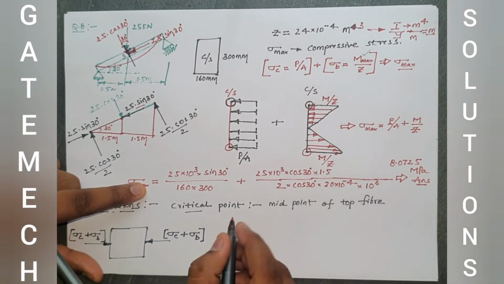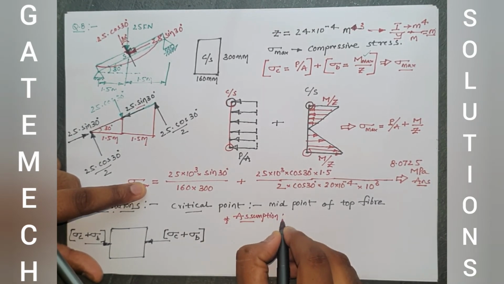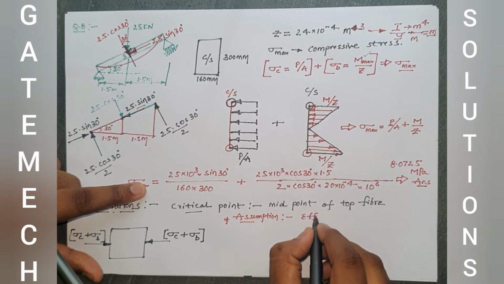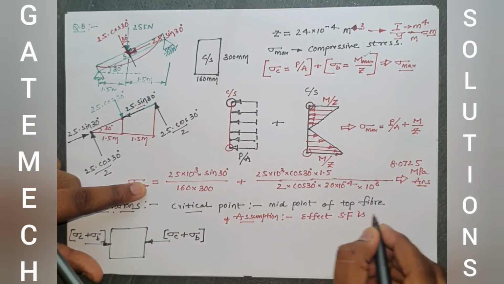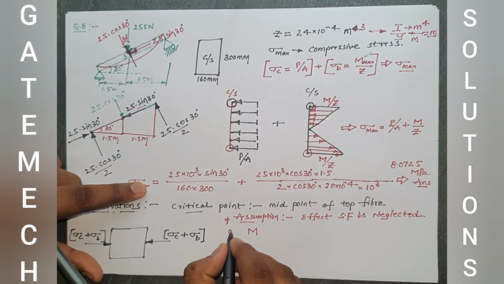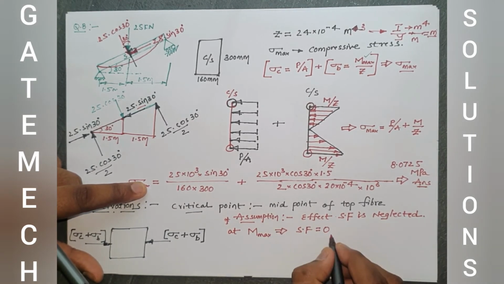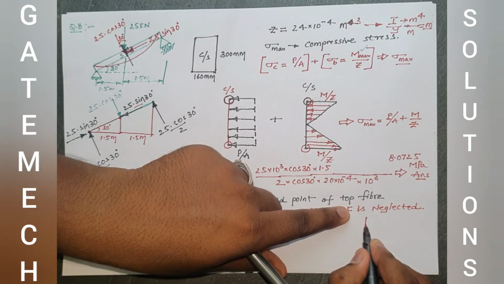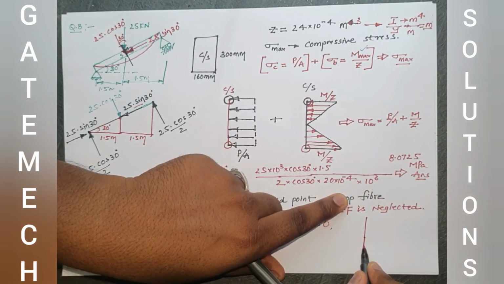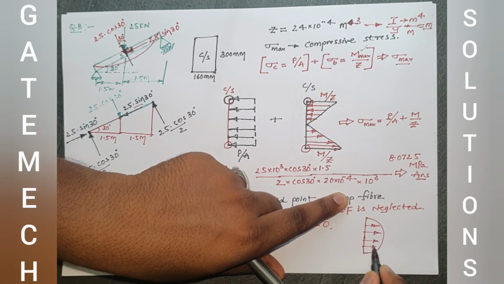But keep it in mind, one of the assumptions that you need to consider here is that the effect of shear force is neglected. The reason I am going to discuss: at maximum bending moment condition, the magnitude of shear force will be 0, that everyone knows. In another manner, for this rectangular cross section, if you draw the shear stress distribution because of the shear force, the distribution is parabolic. This is the top point, this is the bottom point, this is the shear stress distribution variation.